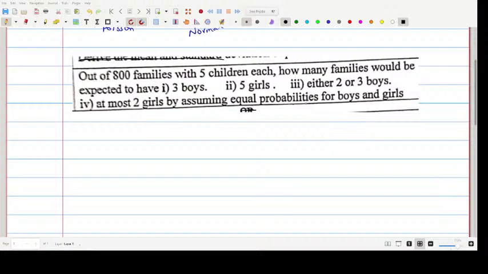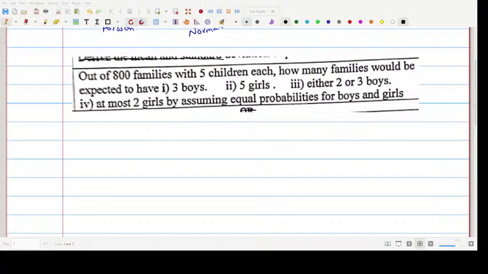We are required to find out how many families would be expected. We do not know what is the reality, so we have to make an educated guess. We have to find out how many are expected to have: first question, 3 boys; second question, 5 girls; third question, either 2 boys or 3 boys; and the fourth question, at most 2 girls. So this is our question.